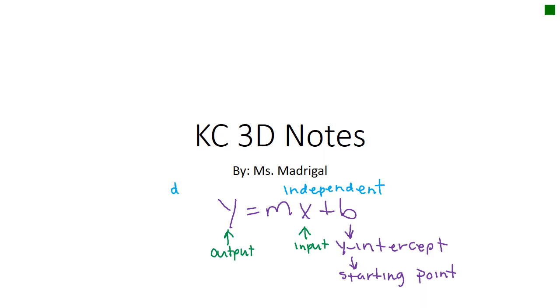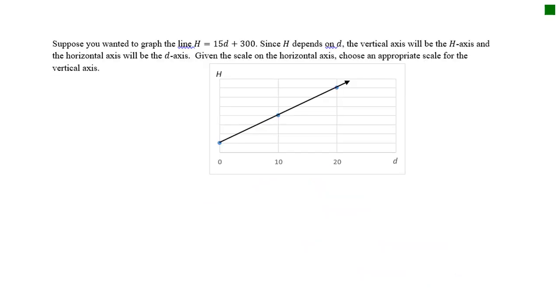Y is dependent. The y needs the x. That's why it's the output. Independent is the input, dependent is the output. In order for me to get an answer for y, I need my x. So hopefully you guys don't forget this. We're going to be using it throughout Target 3D. All right, so let's get started.